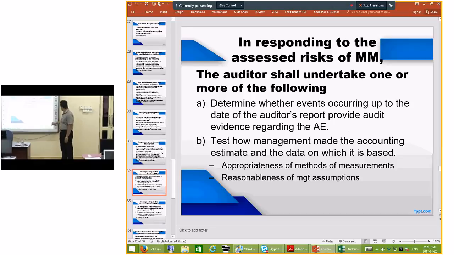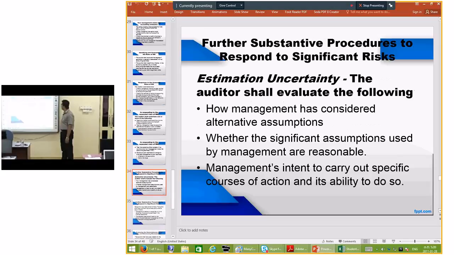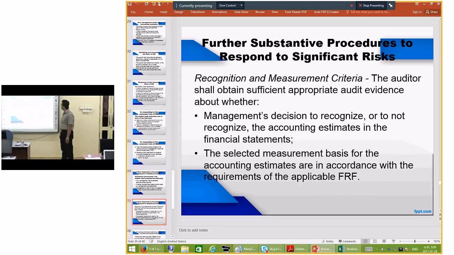Test the appropriateness of those accounting estimates. Test the operating effectiveness of the controls over how management made the accounting estimates. Develop a point estimate or range to evaluate management's point estimate, understand management's assumptions, narrow the range, right? How management has considered alternative assumptions, whether the significant assumptions used by management are reasonable. Already we discussed. Management's intent to carry out specific courses of action, and its ability to do so, right? So these are the requirements.